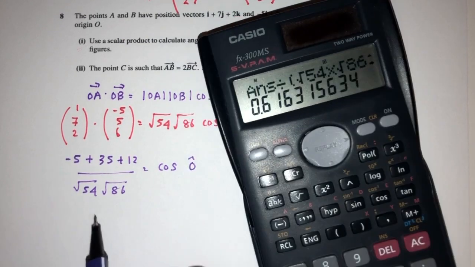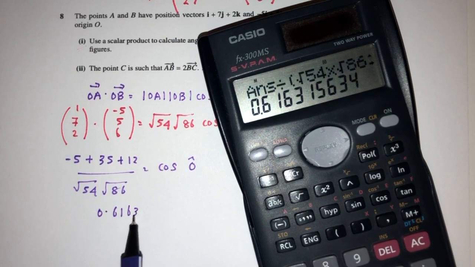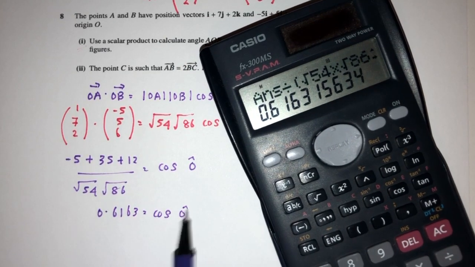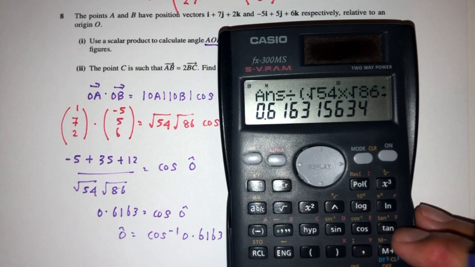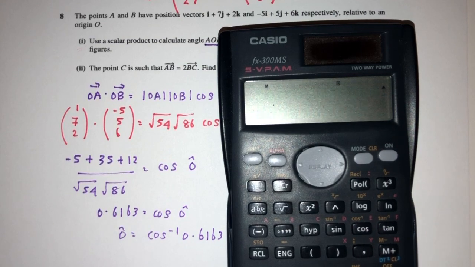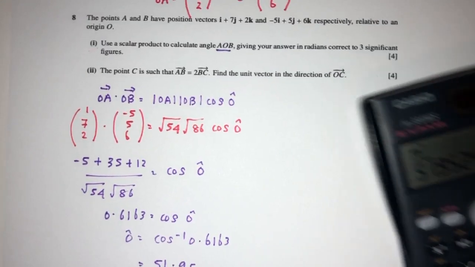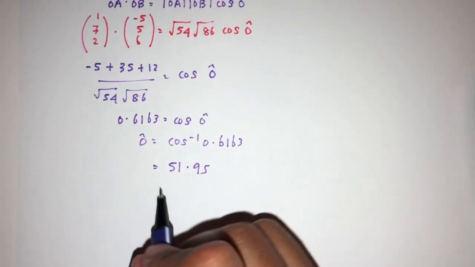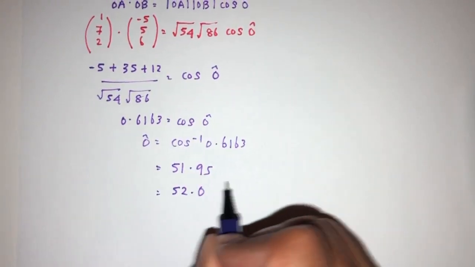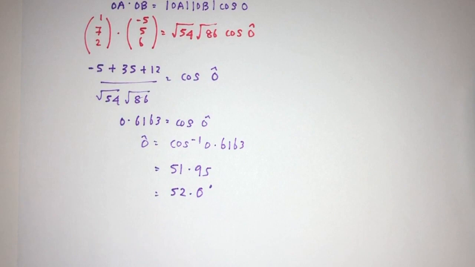That will be 0.6163, cos of the angle. So the angle will be simply cos inverse of 0.6163. So cos inverse of the value should be 51.95. So here we have to give your answer correct to 3SF. That should be 52.0 degrees for your value of the angle.